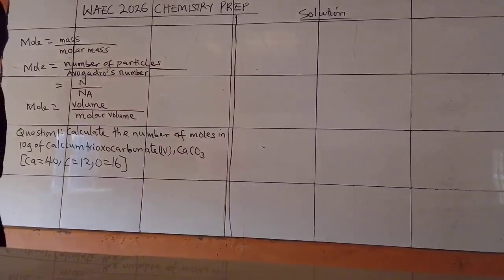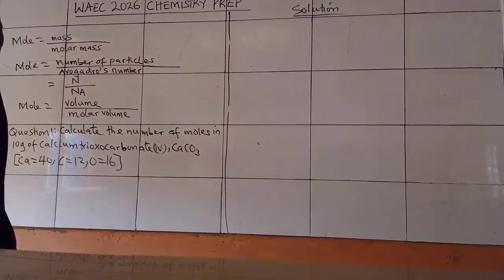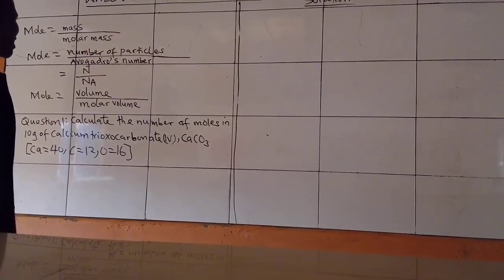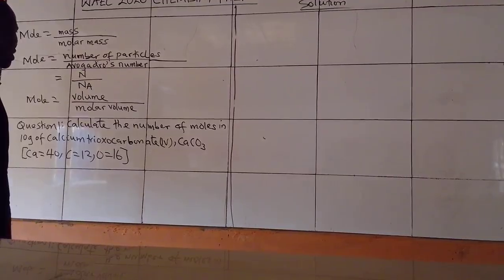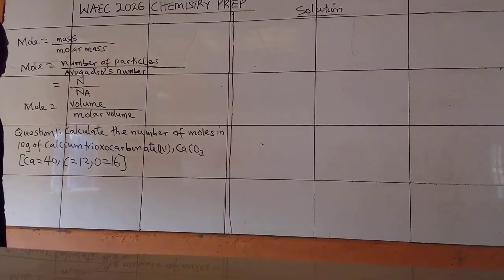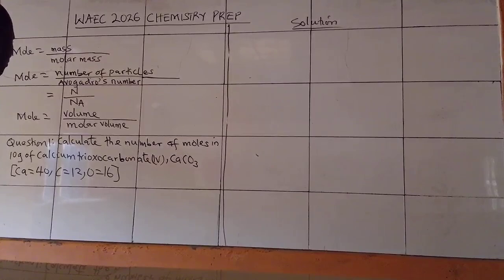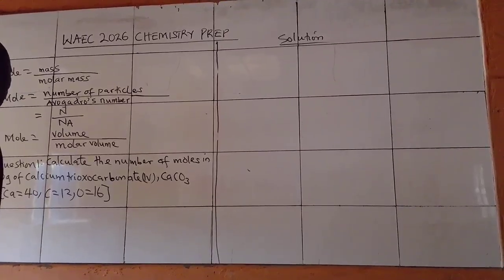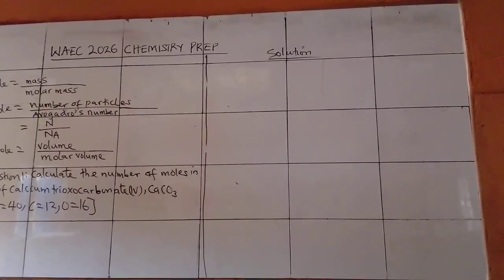Mole is equal to mass all over molar mass. Mole can also be expressed as number of particles all over Avogadro's number, which is equal to N all over N subscript A. Mole can also be expressed as volume all over molar volume. Now we go into the questions proper.